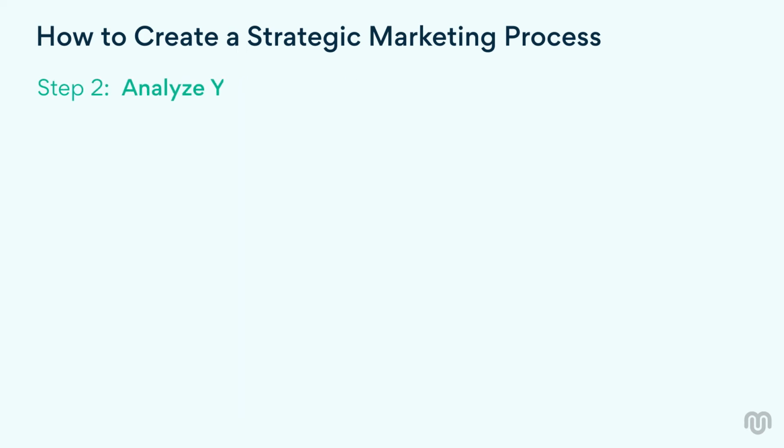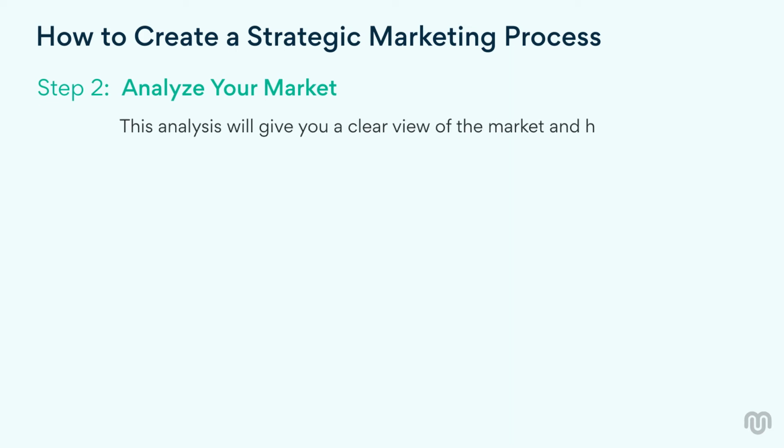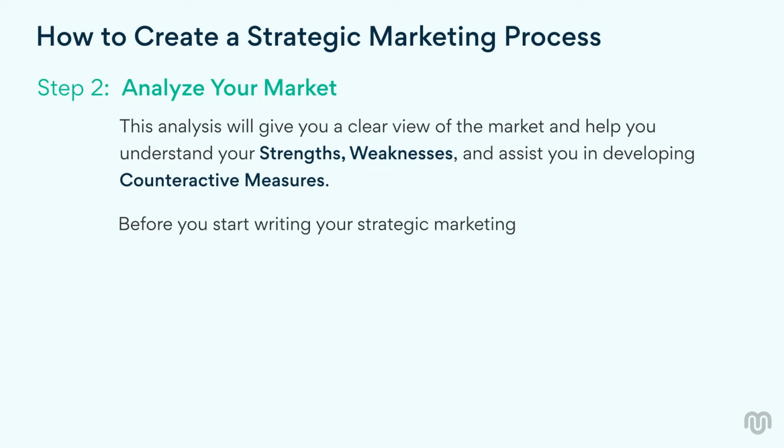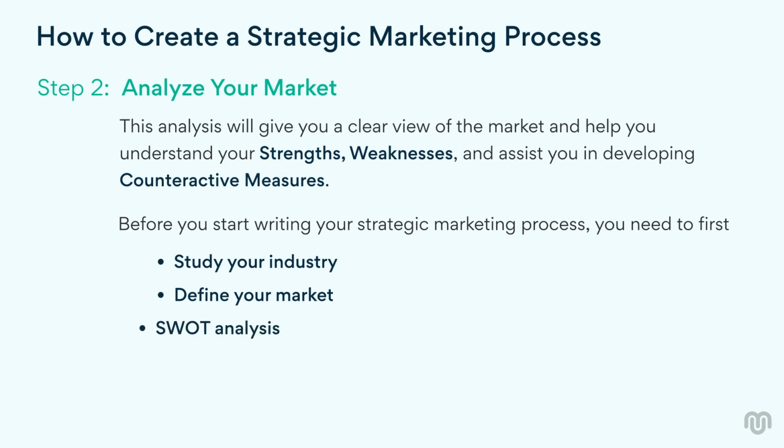Step 2. Analyze your market. This analysis will give you a clear view of the market and help you understand your strengths, weaknesses, and assist you in developing counteractive measures. Before you start writing your strategic marketing process, you need to first study your industry, define your market, and do a SWOT analysis.